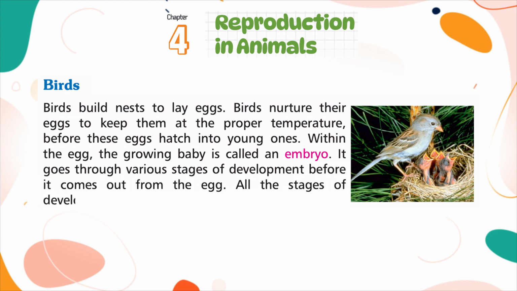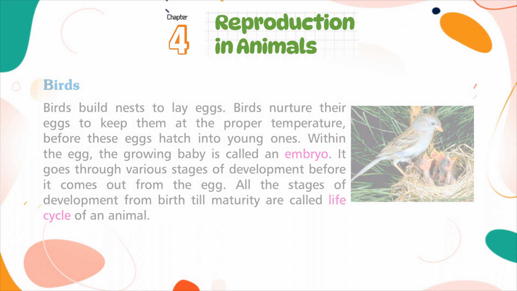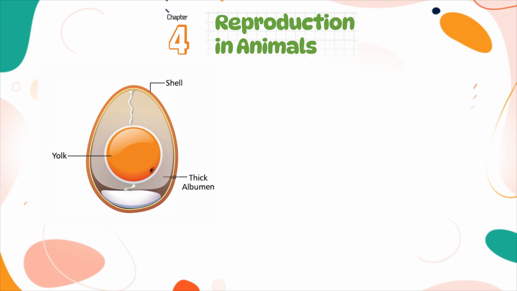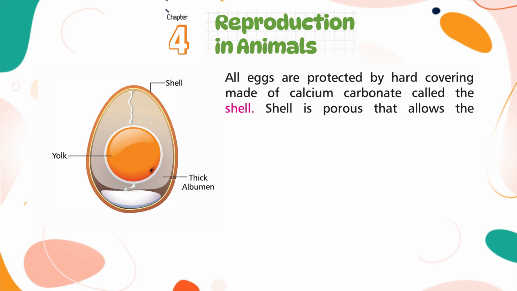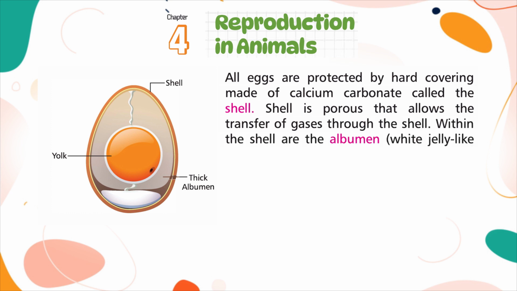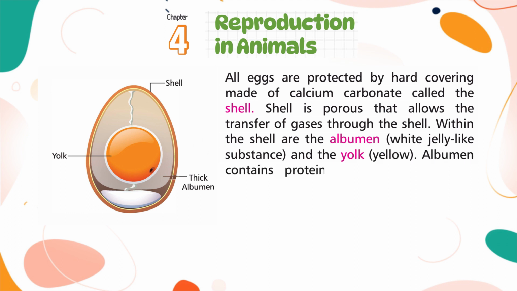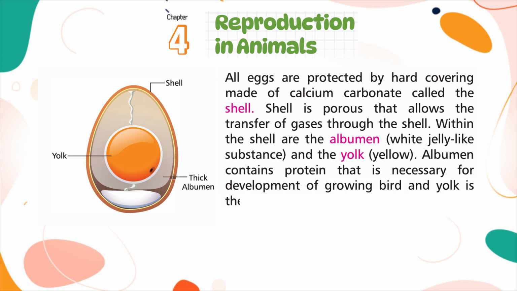All the stages of development from birth till maturity are called life cycle of an animal. Shell, yolk, thick albumen. All eggs are protected by a hard covering made of calcium carbonate called the shell. The shell is porous and allows the transfer of gases through it. Within the shell are the albumen, white, jelly like substance, and the yolk, yellow. Albumen contains protein that is necessary for the development of the growing bird, and the yolk is the source of food and contains the fat.